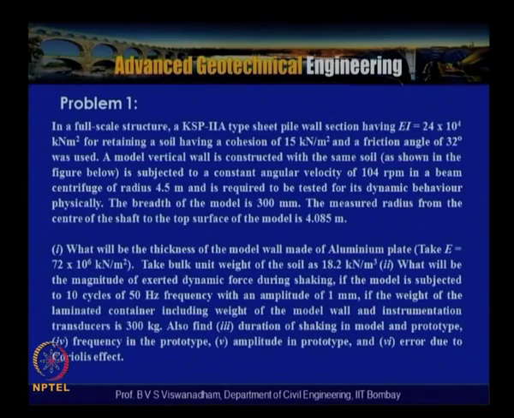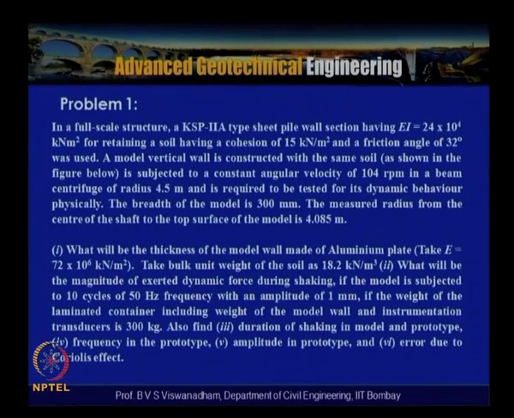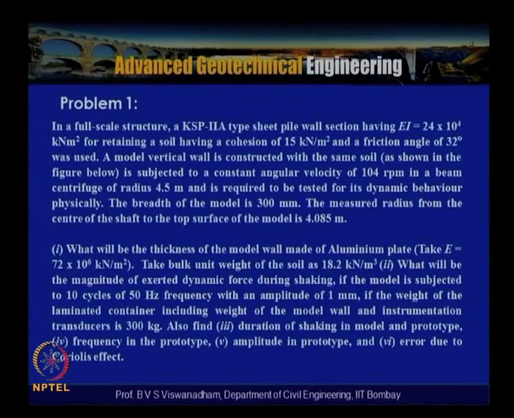By using that n value we can calculate the thickness of the plate, because the E of aluminum is not equivalent to the E of the material actually used. Here the E is not specified, but the prototype EI value was given. So we take this EI value and divide by n to the power of 4, and by knowing the E value of the model sheet pile wall, you get the I value. Based on that we calculate using BT cube by 12, and by knowing the breadth of the model you can calculate the thickness of the aluminum sheet required for modeling. EI is equal to 24 into 10 to the power of 4 kilonewton per meter square.